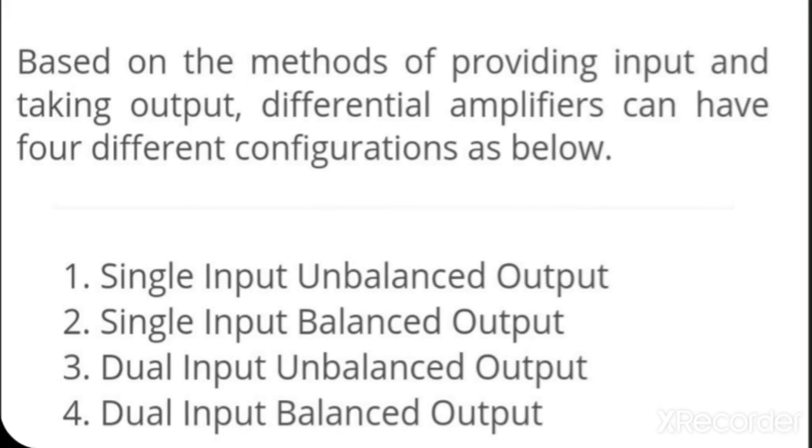For the proper operation of differential amplifier, it is necessary that the two transistors should be identical and of the same type. Also, all the components in the two emitter bias circuits should be perfectly matched. The details of these configurations will be discussed in the next video.